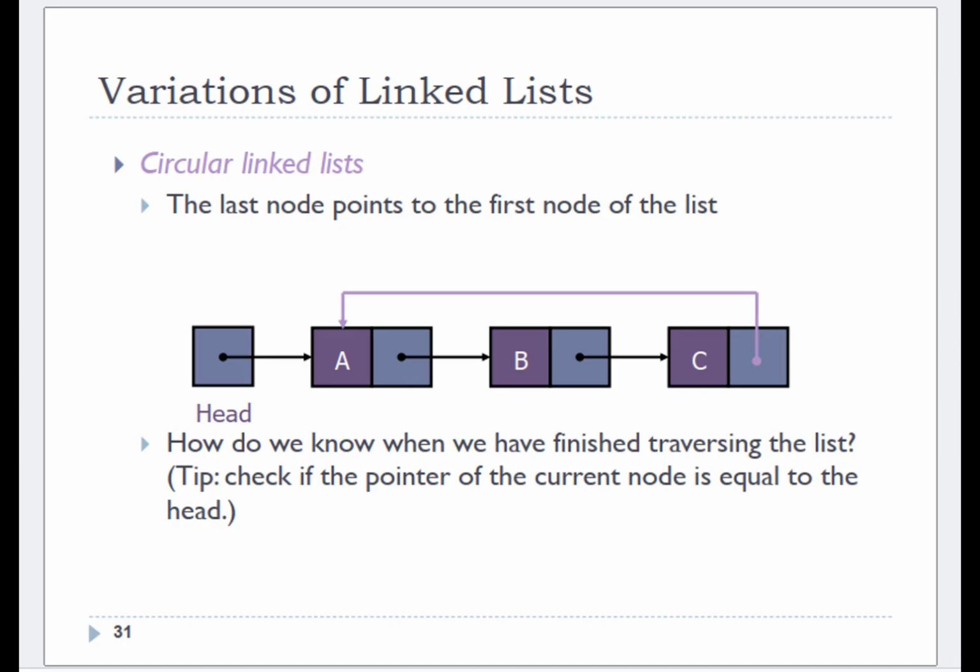30. Variations of linked lists. Circular linked lists. The last node points to the first node of the list. How do we know when we have finished traversing the list? Tip: check if the pointer of the current node is equal to the head.